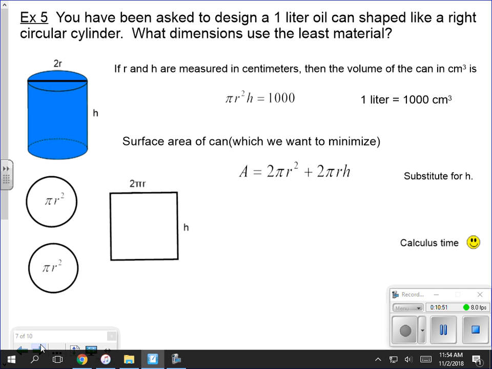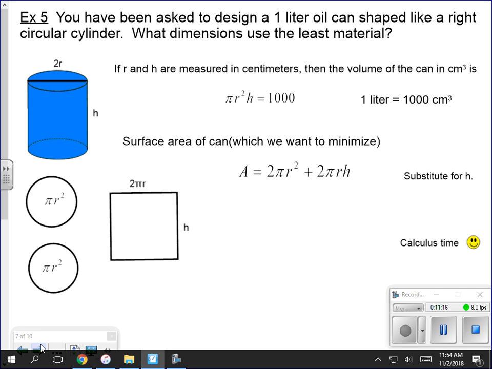So, what am I trying to minimize? I'm trying to minimize the least amount of material, which is surface area, because the thickness of the material is essentially uniform. It doesn't waver. It's not like the top is thicker than the bottom, and that kind of stuff. It's a fairly uniform thickness on the material that I'm using. So that means I'm trying to minimize the surface area.